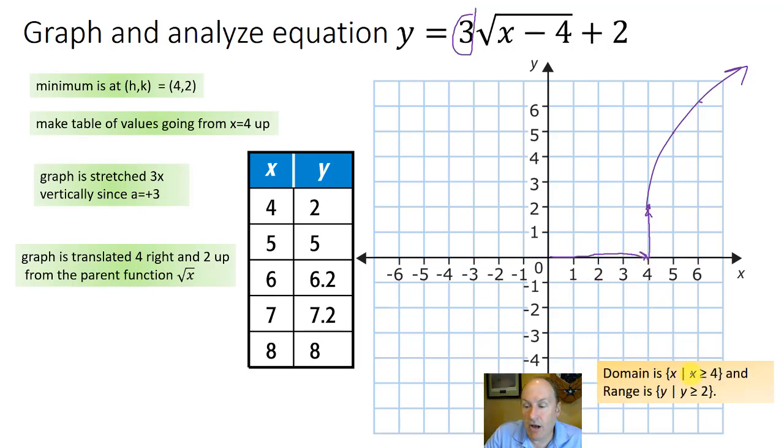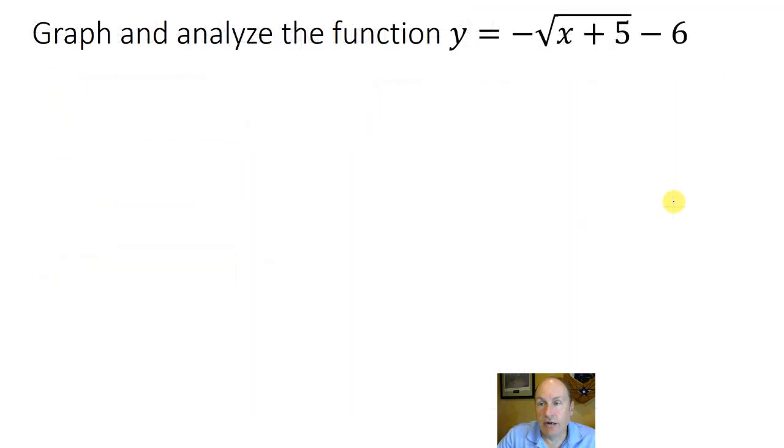And that leads to our domain being all x's greater than or equal to 4. And our range is all the y's greater than or equal to 2. Everything above 2 on the y side and everything to the right of 4 on the x side. Let's take a look at another one.